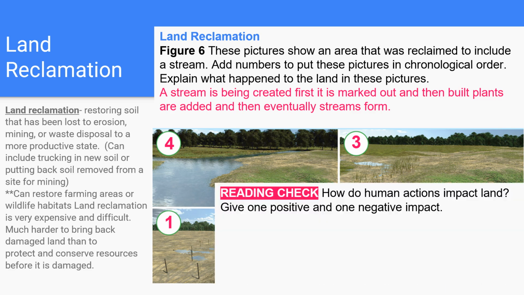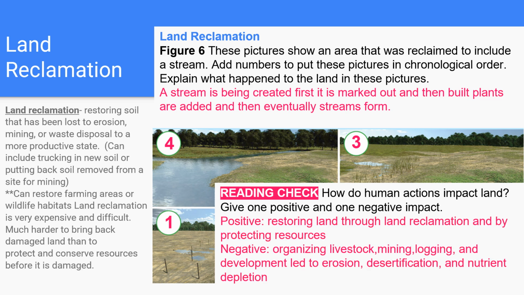Reading check. How do human actions impact land? Give one positive and one negative impact. So positive, restoring land through land reclamation and by protecting resources. Negative, overgrazing livestock, mining, logging, and development lead to erosion, desertification, and nutrient depletion.